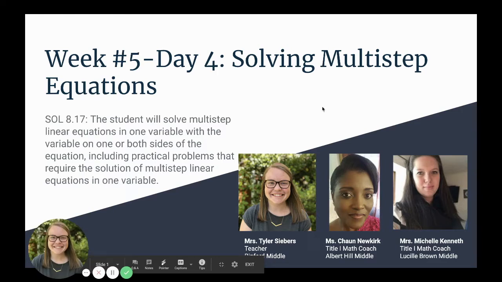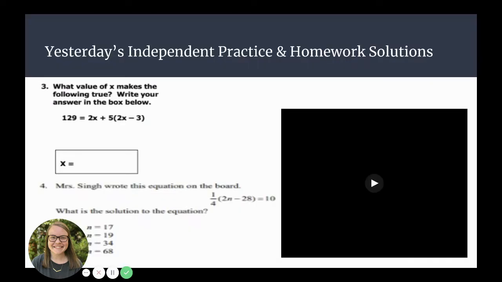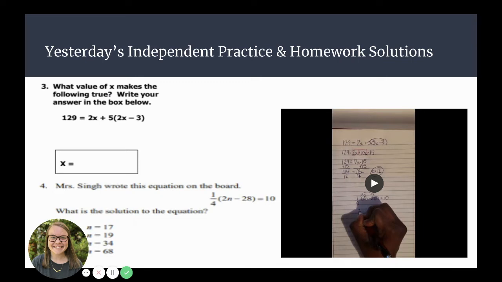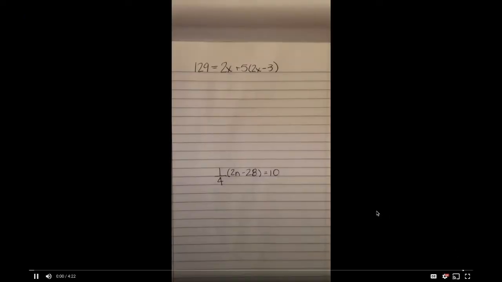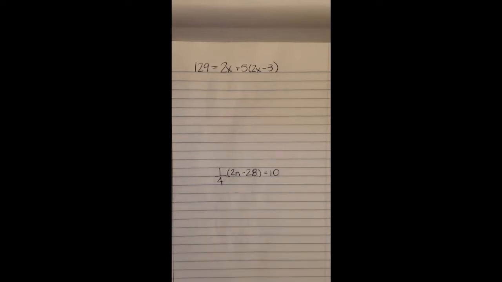This is Mrs. Siebers again, and we are continuing to practice solving multi-step equations. Here are the answers for yesterday's homework problems. Let's go ahead and watch that video here. Today we're going to go over the homework assignment from day 3.